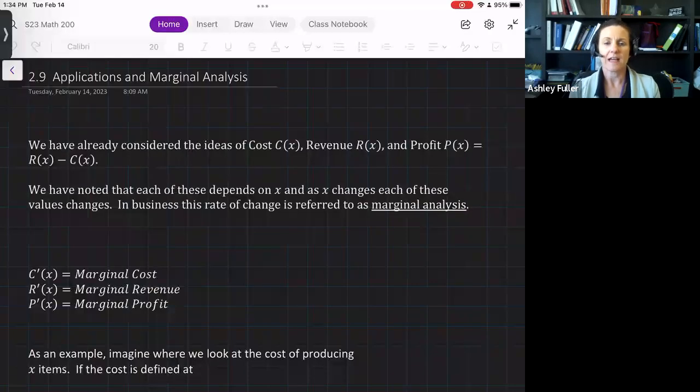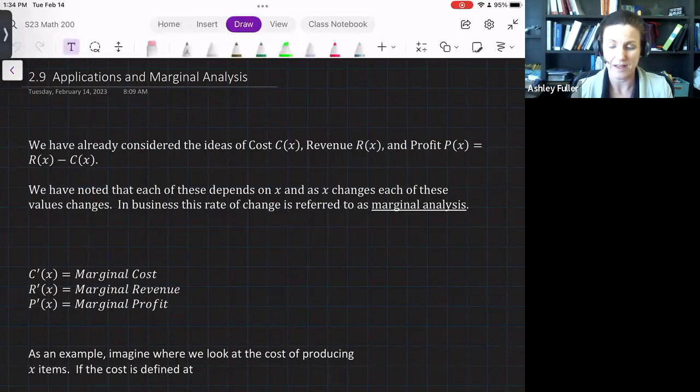We've already considered the ideas of cost, C of X, revenue, R of X, and also that of profit, P of X, where we calculate that by subtracting the cost from the revenue. And note that each of these depends on X, and as X changes, the cost is going to change, the revenue is going to change, and thus the profit's going to change.